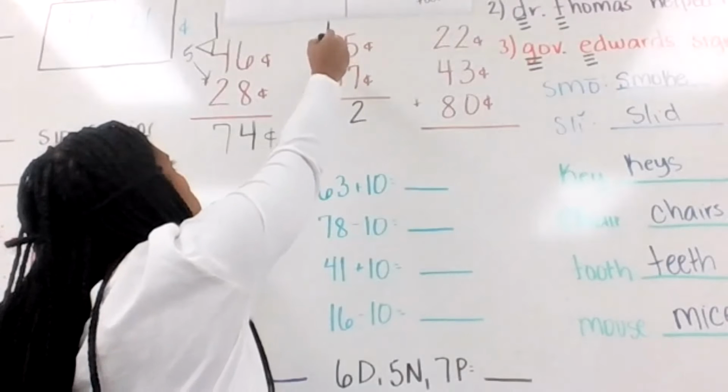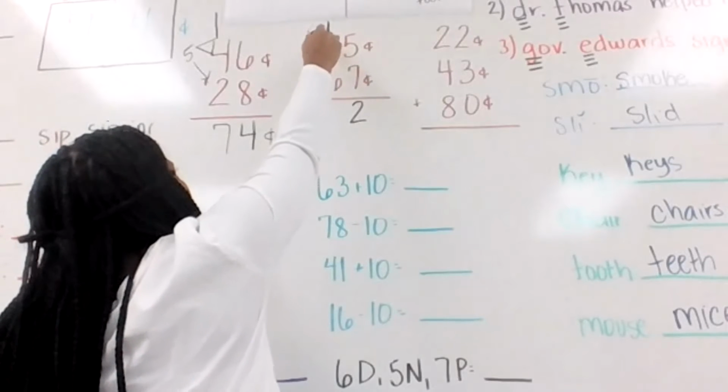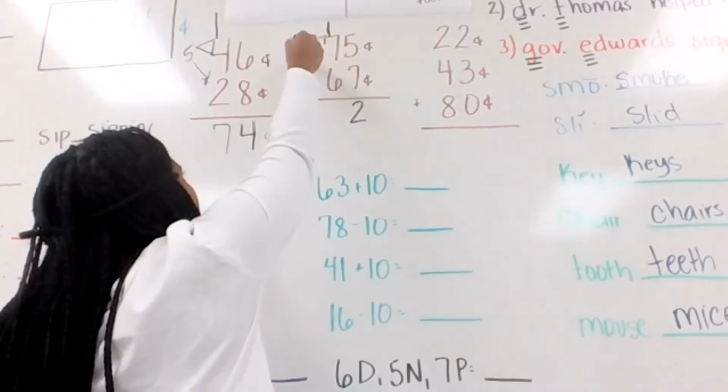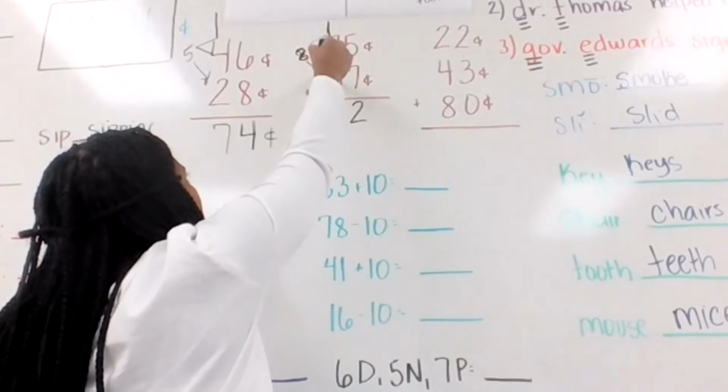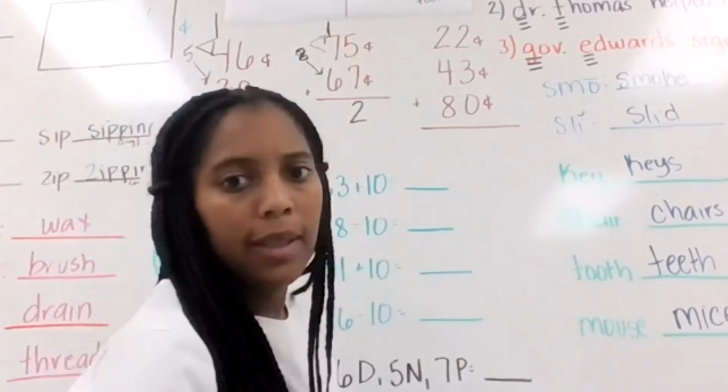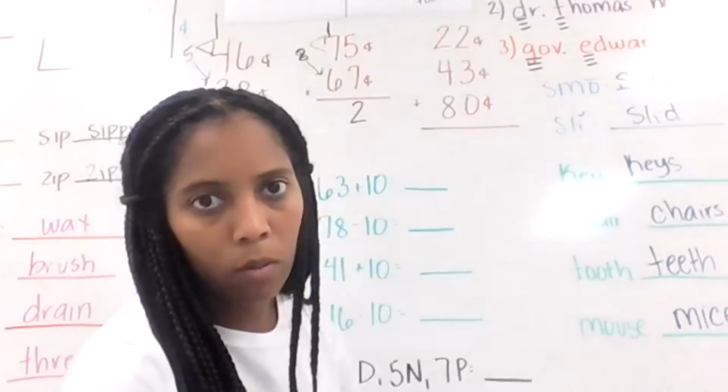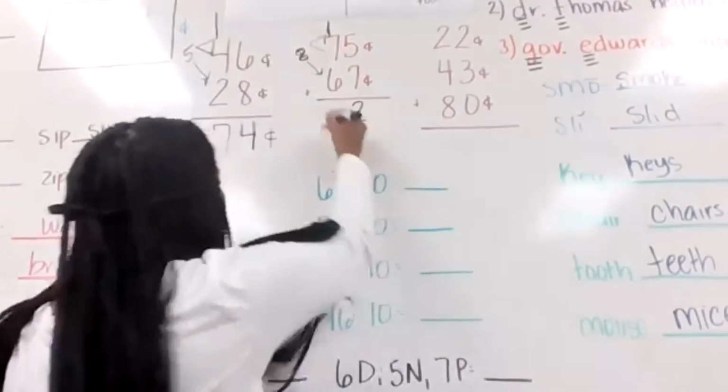And 7 plus 6 equals 14. Well, 1 plus 7 equals 8, and 8 plus 6 equals 14. So what do I do with the 14? How do I show that 14? Bring it all down. I can bring it all down, right?